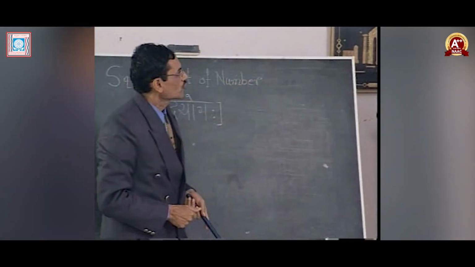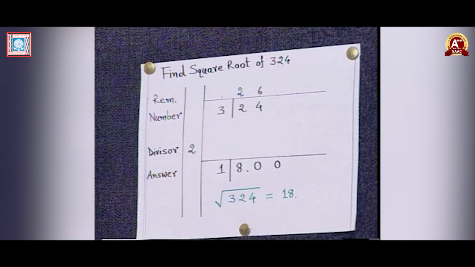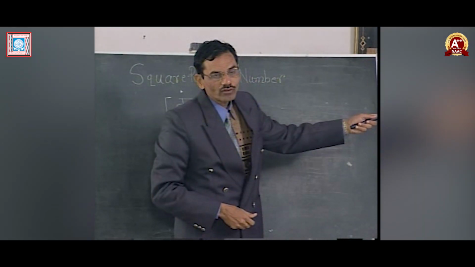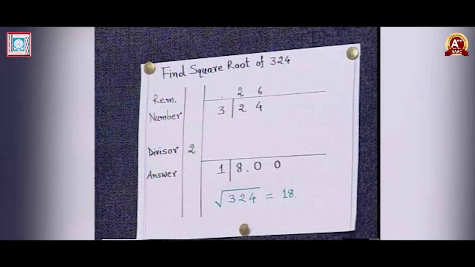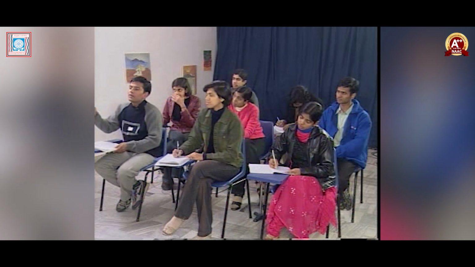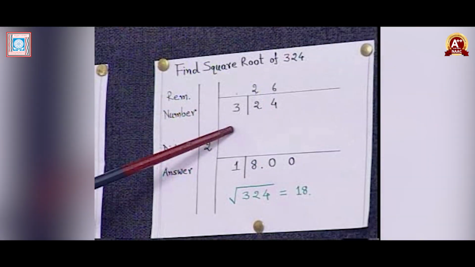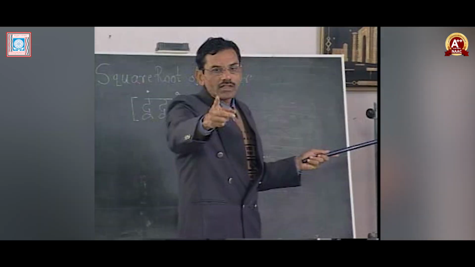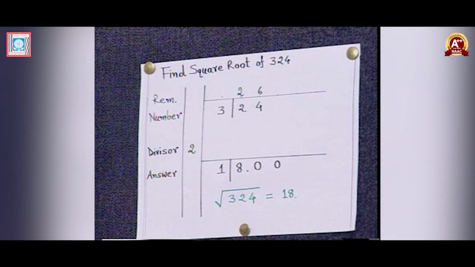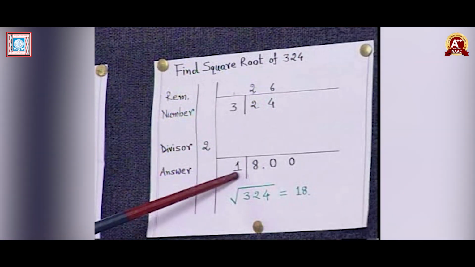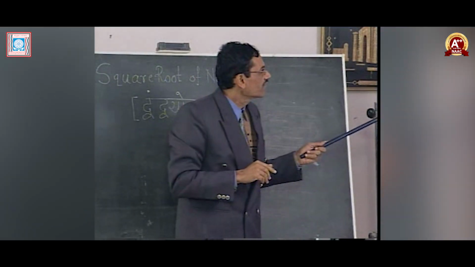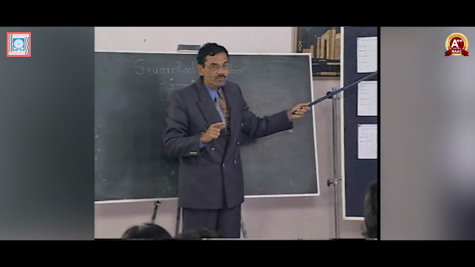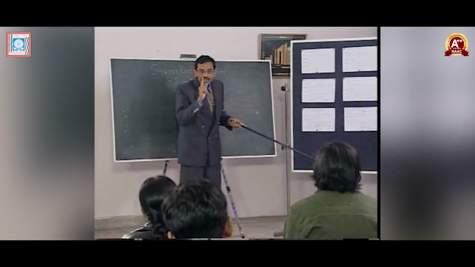Consider the square root of 324. 324, 3 digits, how many groups? Yes? 2 groups. First group 24, second is 3. The leftmost group contains 1 digit. So which is the number nearest to? 1. So 1 is the first digit of the answer part. Divisor 2 into 1, 2. First digit of the remainder, 3 minus 1.